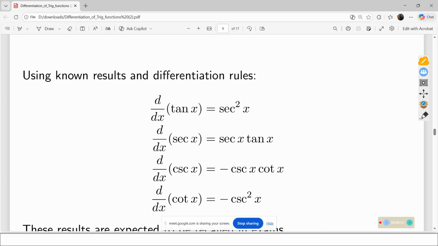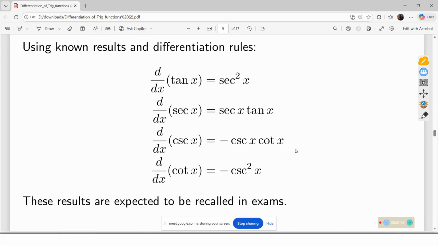Differentiation of tan was sec squared of x. You should be able to know where these come from. Differentiation of cosec, where we said it is negative cosec cot, and differentiation of cot, where we said it is negative cosec squared of x.